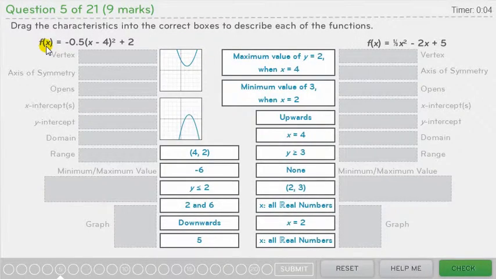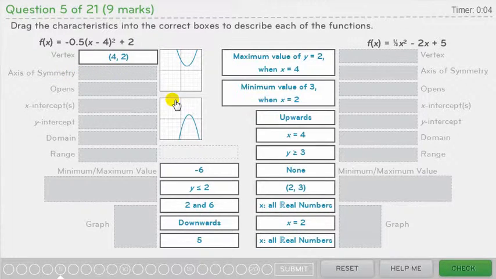In this question, you need to be able to analyze two functions, one in vertex form and the other function in general form. Let's start with our function in vertex form. F of x equals negative 0.5, x minus 4 all squared plus 2 has a vertex at positive 4, positive 2. We know that the axis of symmetry is always through the x value of the vertex, so x equals positive 4.